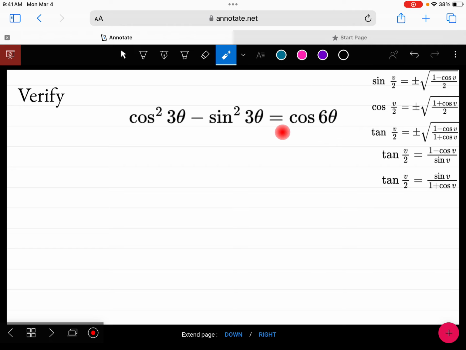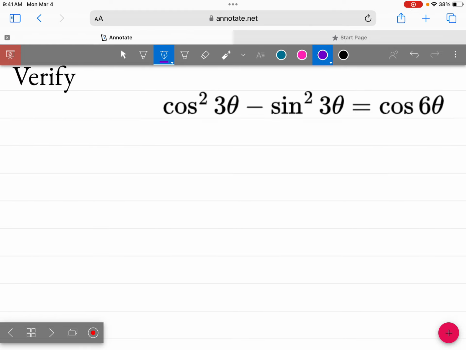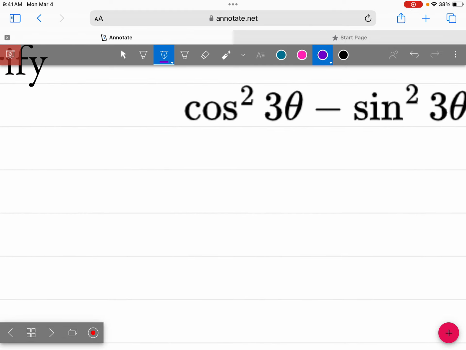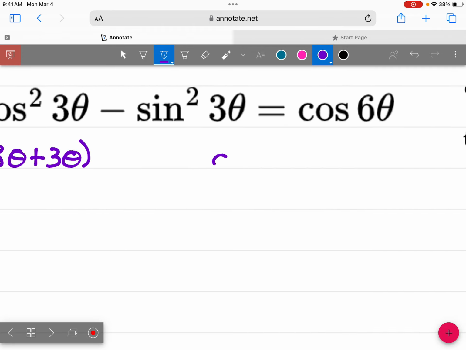Again, I'm going to take the one that feels counterintuitive. I'm going to take this side because it has a bigger angle that I can put into these two pieces. You can either write it as the cosine of 3 theta plus 3 theta and do it as a sum, or you can do it as a double angle and do cosine of 2 times 3 theta.